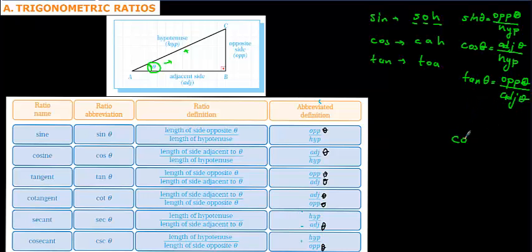What about the cotangent? Cotangent theta is the inverse of tangent, so it is going to be adjacent over opposite of theta. Here we also have secant and cosecant. We rarely use these functions, so they are not very important for us at the beginning. Later, maybe in some operations, we are going to use them.